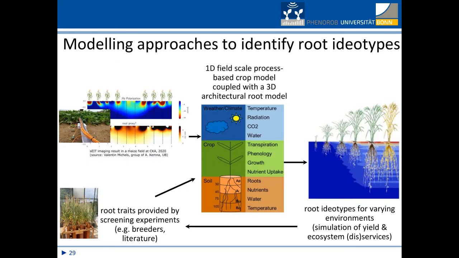Some colleagues and I plan to link in-field screening of genotypes in our own experiments or using available data of others with modeling approaches to identify root ideotypes for different environments. We want to simulate yield, but also ecosystem services on field and larger scales. The heart will be a field-scale model coupled with a 3D architectural root model.